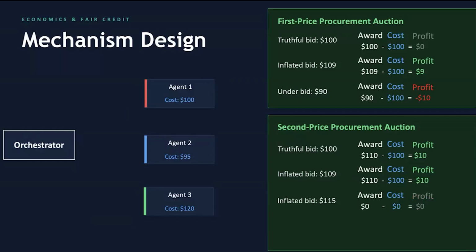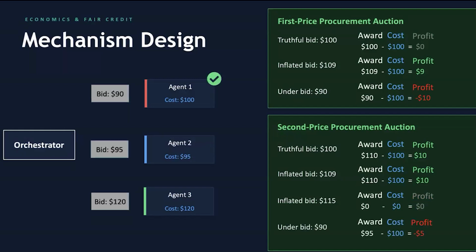You can play the game again and ask, why don't they just bid really low and win? Because they don't know the true cost of other agents. If Agent Two's true cost was 95 and they bid truthfully, and Agent One bids 90, they get the second highest bid, which was only 95, and they end up losing money. So the observation is that in the second price procurement auction, the optimal strategy is actually to be honest. That is the way of maximizing your profit. All other bidding strategies either give you the same profit or less: you make zero profit, or you lose money.